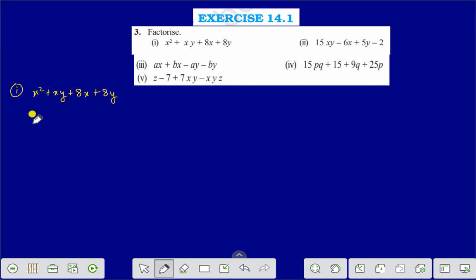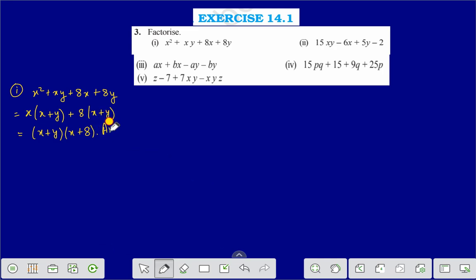Here x square and xy, if I take the term common as x, then we are getting x plus y. Here if we take 8 as common, then we are getting x plus y. Now if we take x plus y as common, then we are getting x plus y into x plus 8. That is the answer.